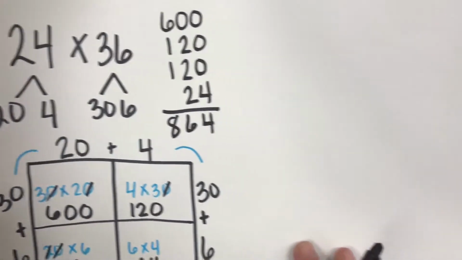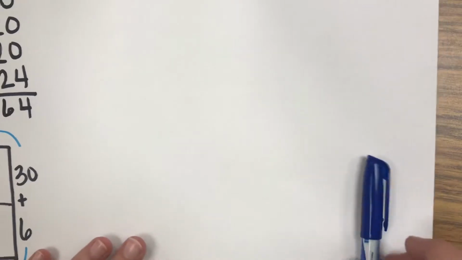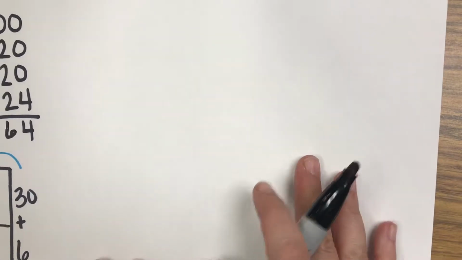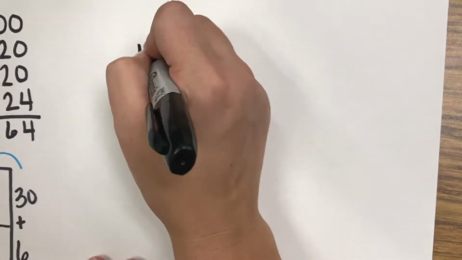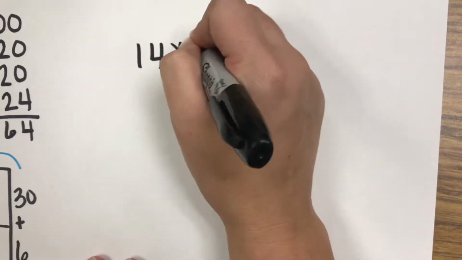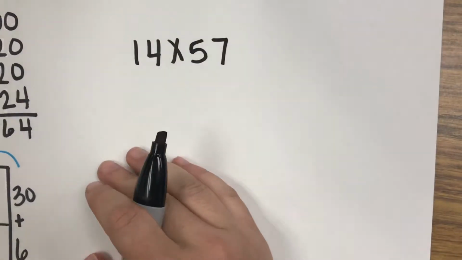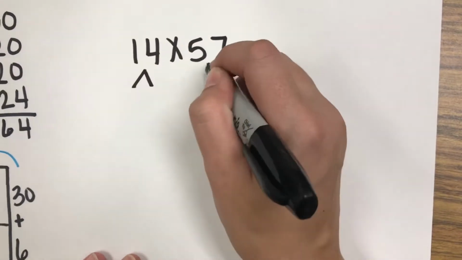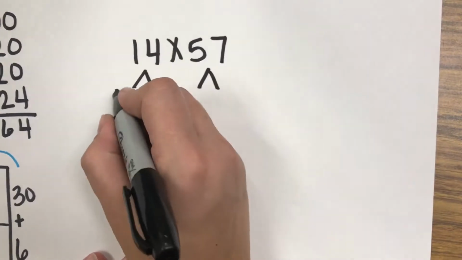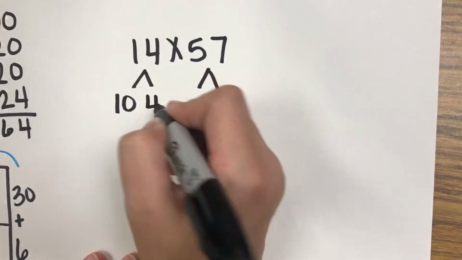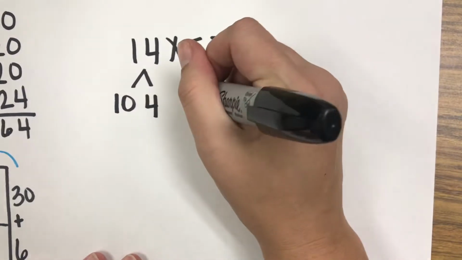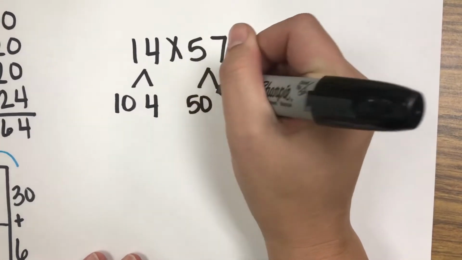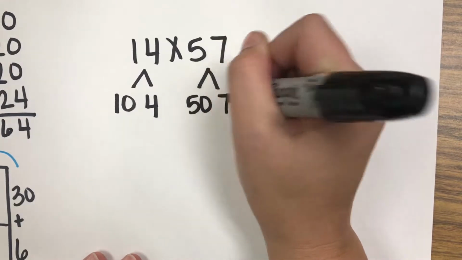So now I'm going to give you one more example. Here we go, starting with the number 14 times 57. Once again, we start from the beginning. We analyze our problem by breaking them down into their tens and ones. I have 1 10 and a 4. Here I have 5 tens or 50 and a 7.